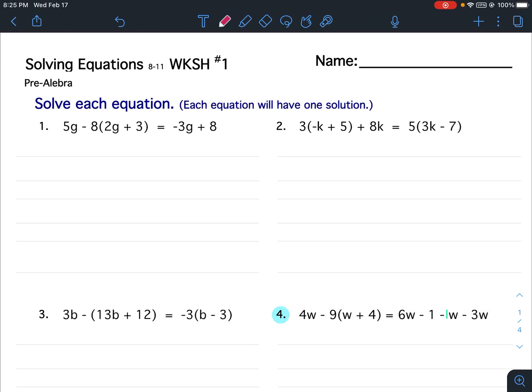Solving Equations, Lessons 8 through 11, Worksheet number 1. This worksheet is somewhat of a review of Lessons 8 through 11. 1 through 8 is a review of the multi-step equations. 9 through 14 is the first step of solving systems of equations using graphing. 15 through 18 is the first step using substitution. And 19 through 25 is using elimination.